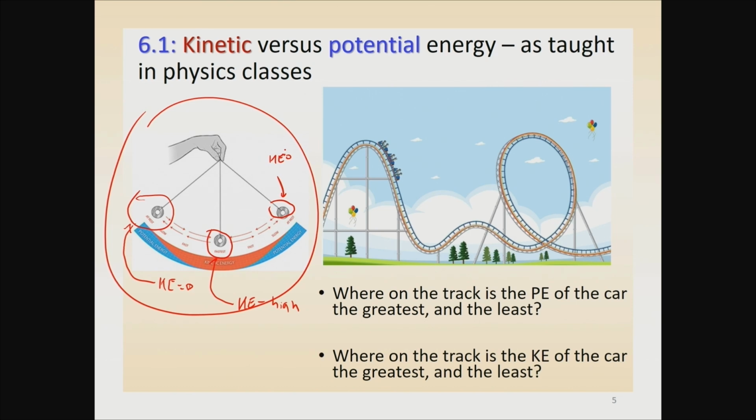When it's in the middle of its cycle, it's going as fast as it can, so the kinetic energy at that point is high. And then up here on the other side, when it's not moving, again, the kinetic energy is 0.